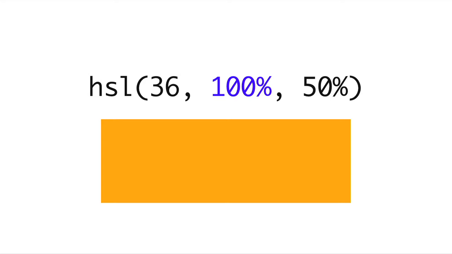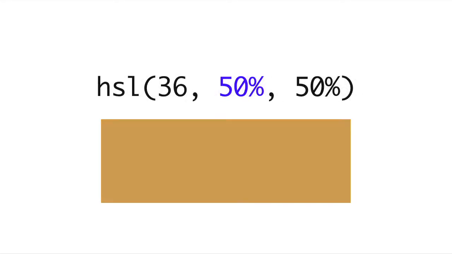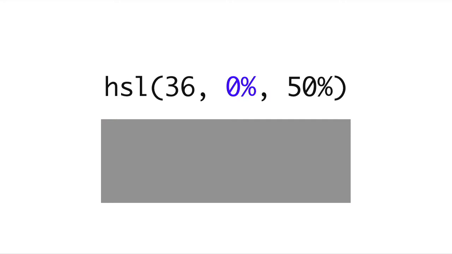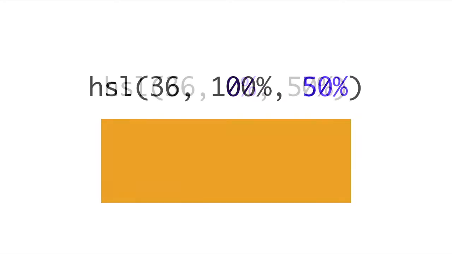Saturation is a measure of how vibrant a color appears. 100% is the maximum. However, if we were to turn down the saturation to 50%, we would start to get kind of a brownish color like this. If we set the saturation to 0, the element becomes completely gray and doesn't have any color at all, really. The last value is lightness, which is also a percentage. If you turn this up to 100%, your color will become pure white, and if you turn it down to 0%, it will become completely black.